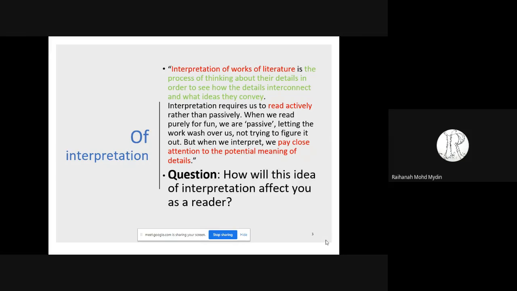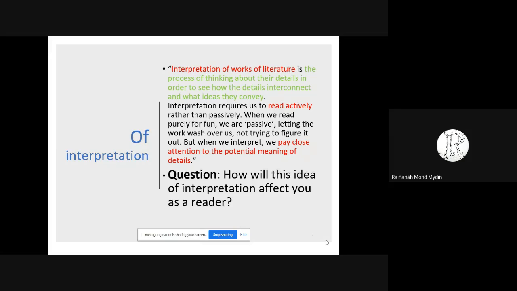The second part, interpretation requires us to read actively rather than passively. When we read purely for fun, we are passive, letting the work wash over us, not trying to figure it out. But when we interpret, we pay close attention to the potential meaning of details. So there are key components of this very critical quote on interpretation.